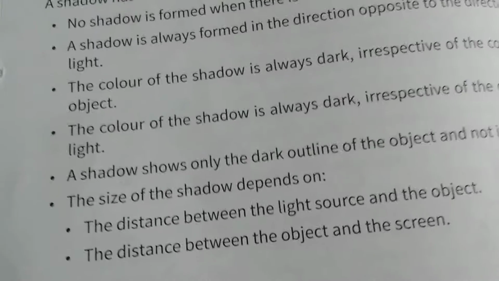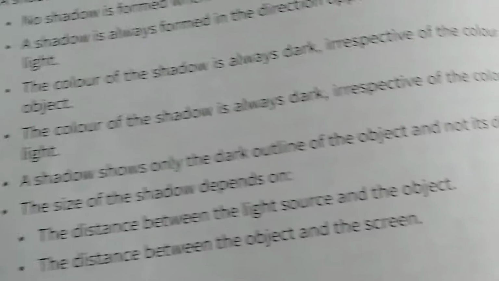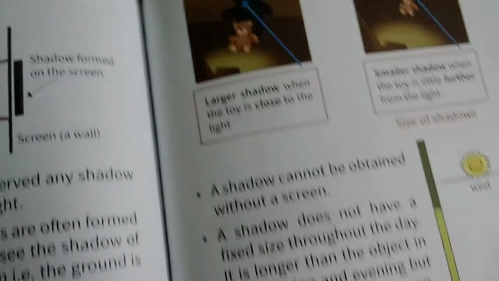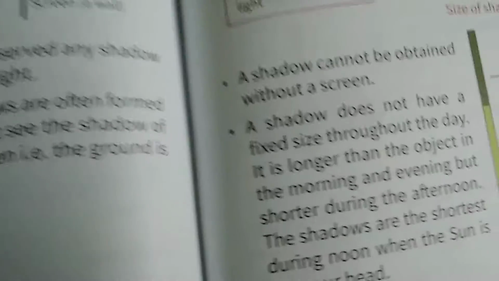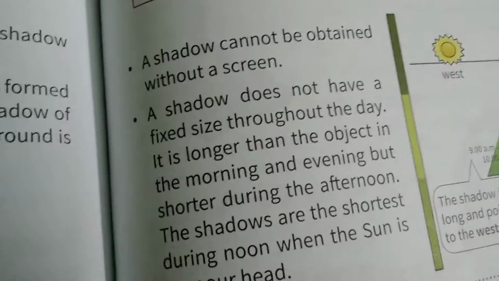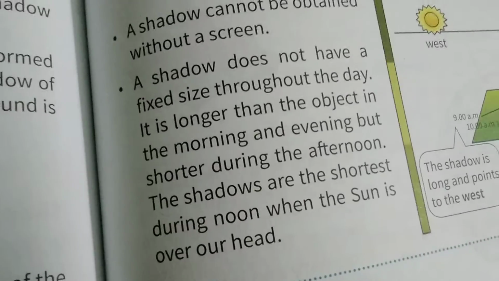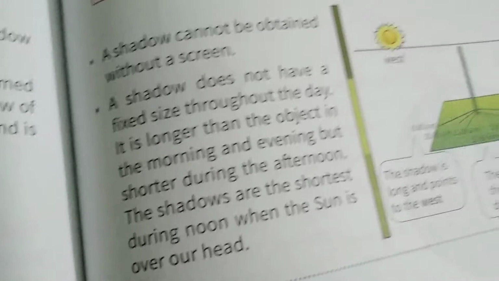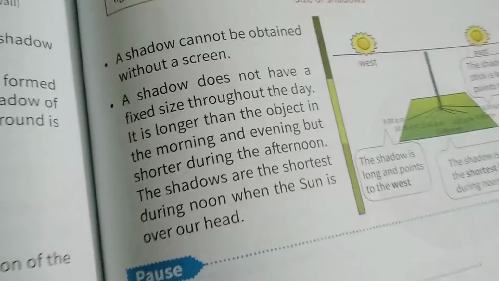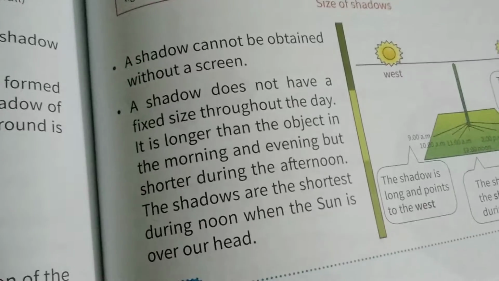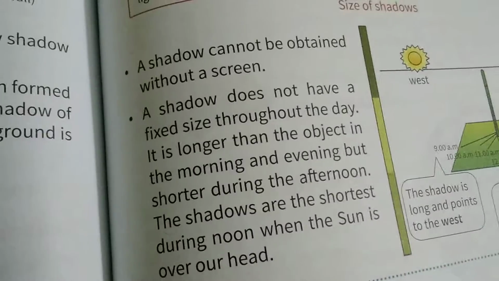The size of the shadow depends on the distance between the light source and the object, and the distance between the object and the screen. Next point is a shadow cannot be obtained without a screen. A shadow does not have a fixed size throughout the day. It is longer than the object in the morning and evening but shorter during the afternoon. The shadows are the shortest during noon when the sun is over our head.